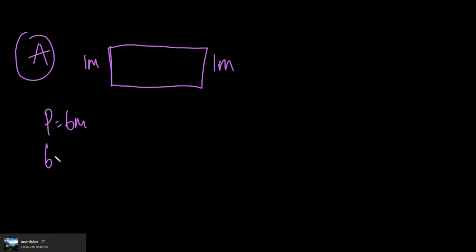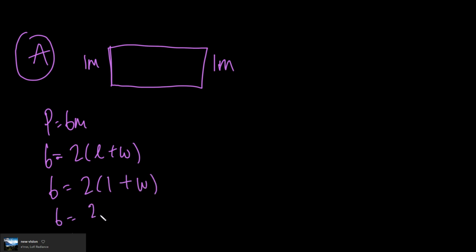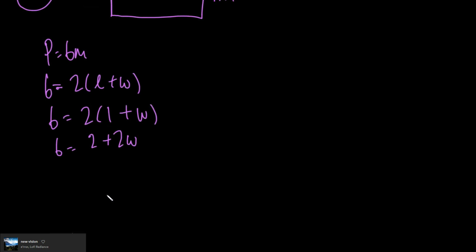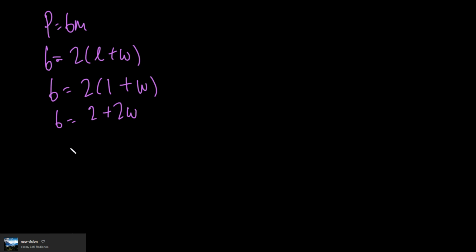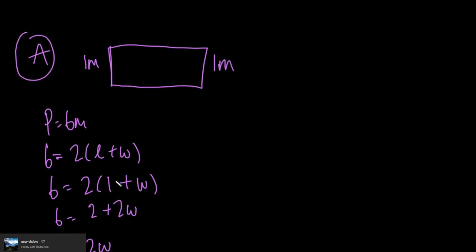So I can say 6 equals 2 times (L plus W), right? That's my perimeter of rectangle formula. I have 6 equals 2. I know my width here is 1 plus W. 6 equals 2 times 1 here is 2. 2 times W here is 2W. I can move 2 to the other side, so I subtract 2 from both sides. So 6 minus 2 is 4 equals 2W. Divide both sides by 2, I get W equals 2 meters, which means my width here, or sorry, my length here is 2 meters actually.